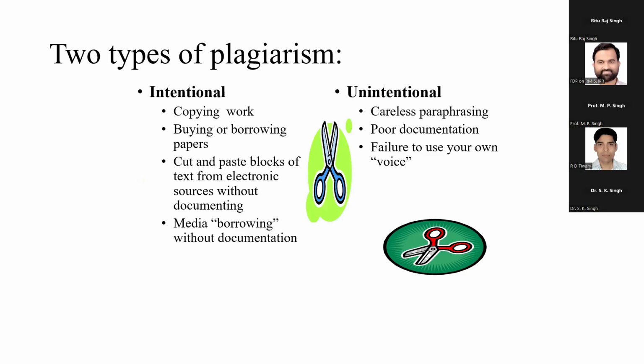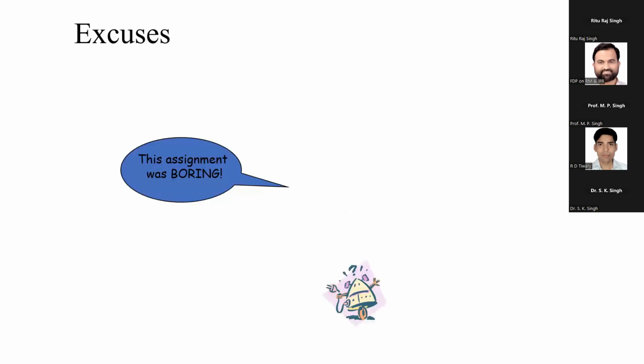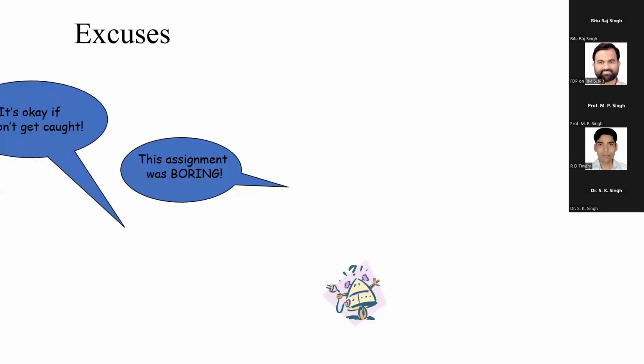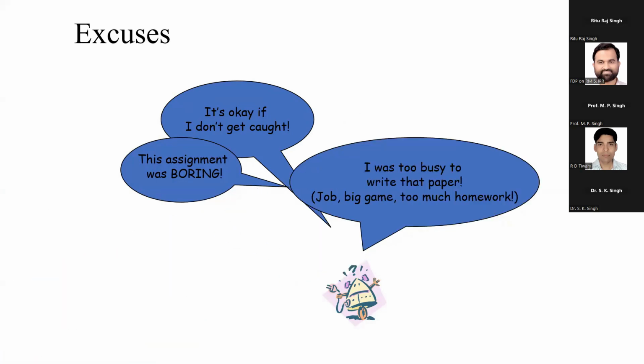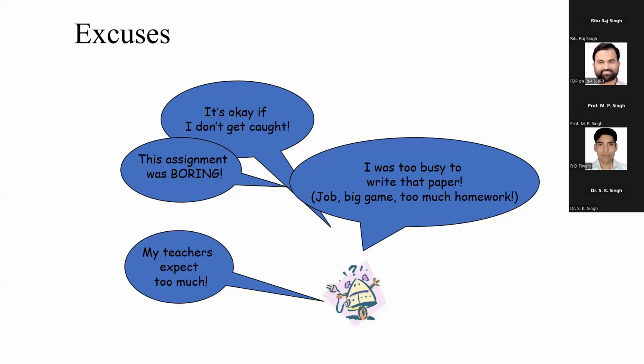There are two different types, whether you have done it intentionally or unintentionally, the severity of this plagiarism is the same. Once the plagiarism is caught, then see the excuses. This assignment was boring. It's okay if I do not get caught. I was too busy to write that paper. My teacher expects too much. I have got to get into a certain college.